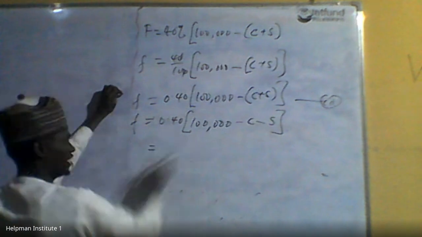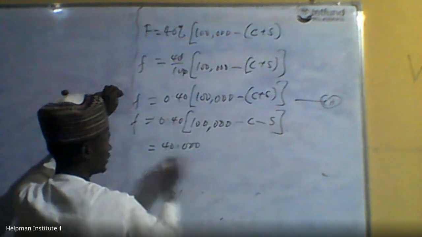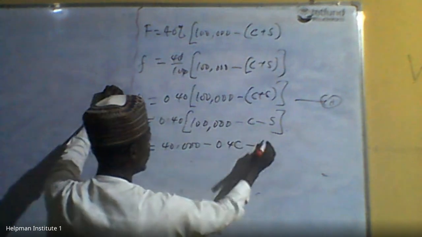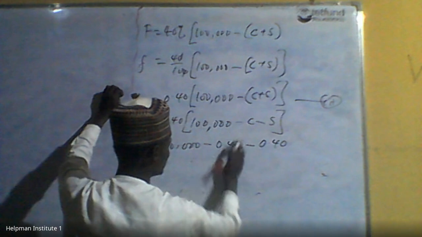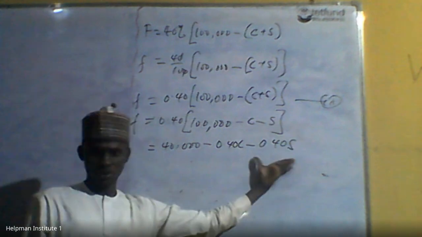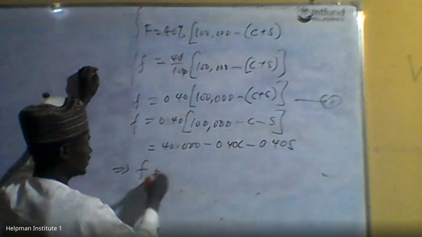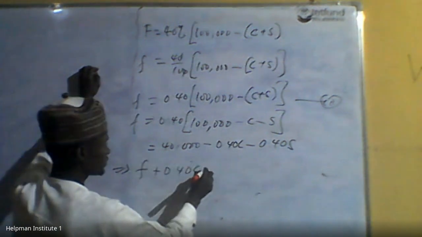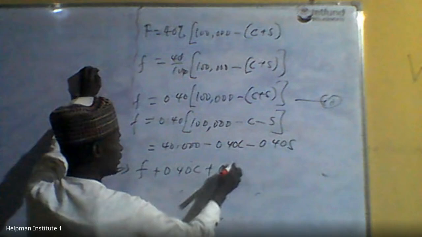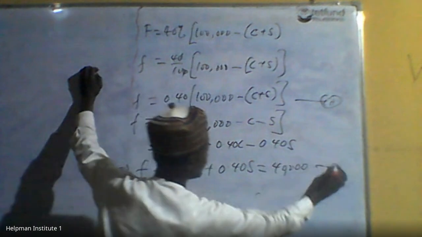So we now proceed to expand this. 0.40 times 100,000 we have what? 40,000 minus 0.4c, minus 0.4s. Take the unknown variables to the left hand side. So this will now give us equation 3, which is F plus 0.40c plus 0.40s equal to 40,000. This is equation 3.